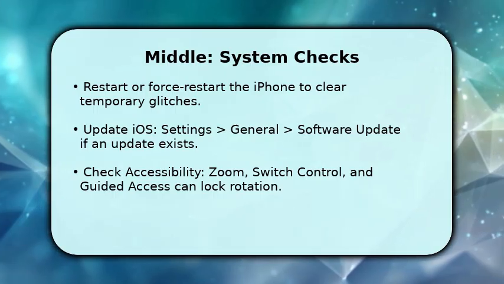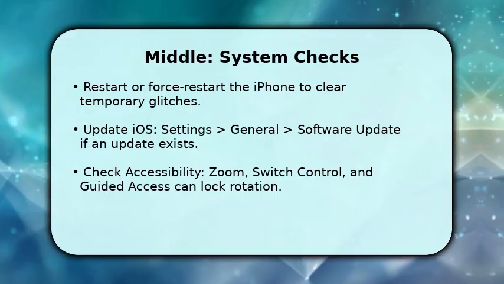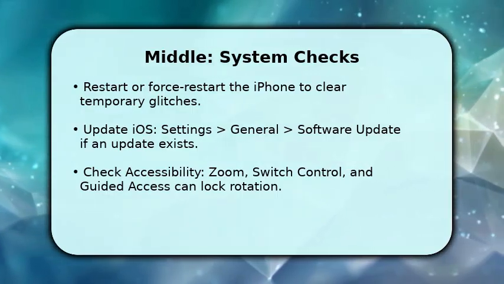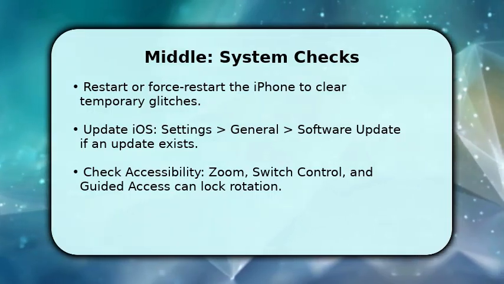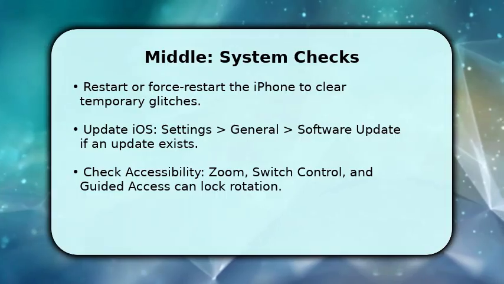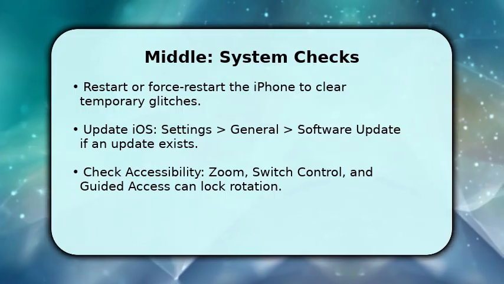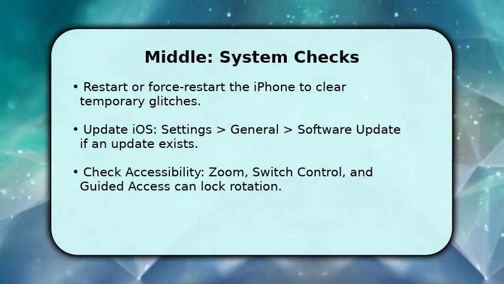Next, install any pending iOS update because Apple often fixes rotation bugs. Check accessibility. Turn off zoom, switch control, and guided access, each of which can lock orientation. Also verify display zoom is standard under display and brightness so the UI can rotate. Once these steps are complete, test rotation again across multiple apps to confirm whether the issue is resolved.